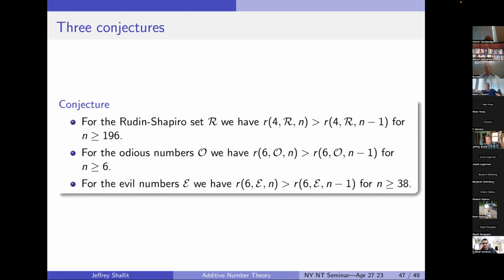Okay, so back to these conjectures. I mentioned three, and I'll just summarize them for your interest. For the Rudin-Shapiro set, R4 of n is strictly increasing provided n is at least 196. For the odious numbers, R6 is strictly increasing for n greater than or equal to 6. And for the evil numbers, it's strictly increasing for n greater than or equal to 38. Nobody knows how to do these now, as far as I know.